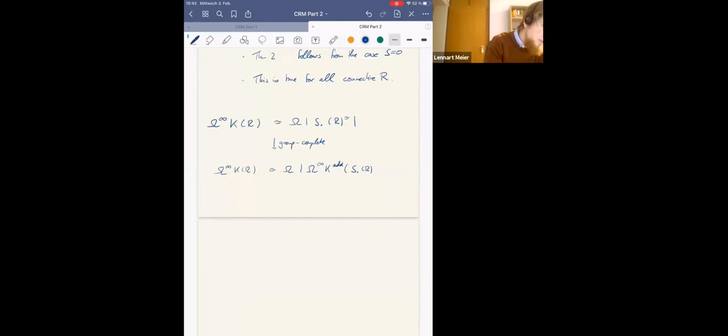There's something I didn't say before. I can also apply this additive K theory thing, not only to a ring spectrum, but also to an arbitrary, for example, additive infinity category. Like for example, these S dot R are additive infinity categories. So this would be omega infinity K add, essentially just a different name for taking this equivalence and group completing.